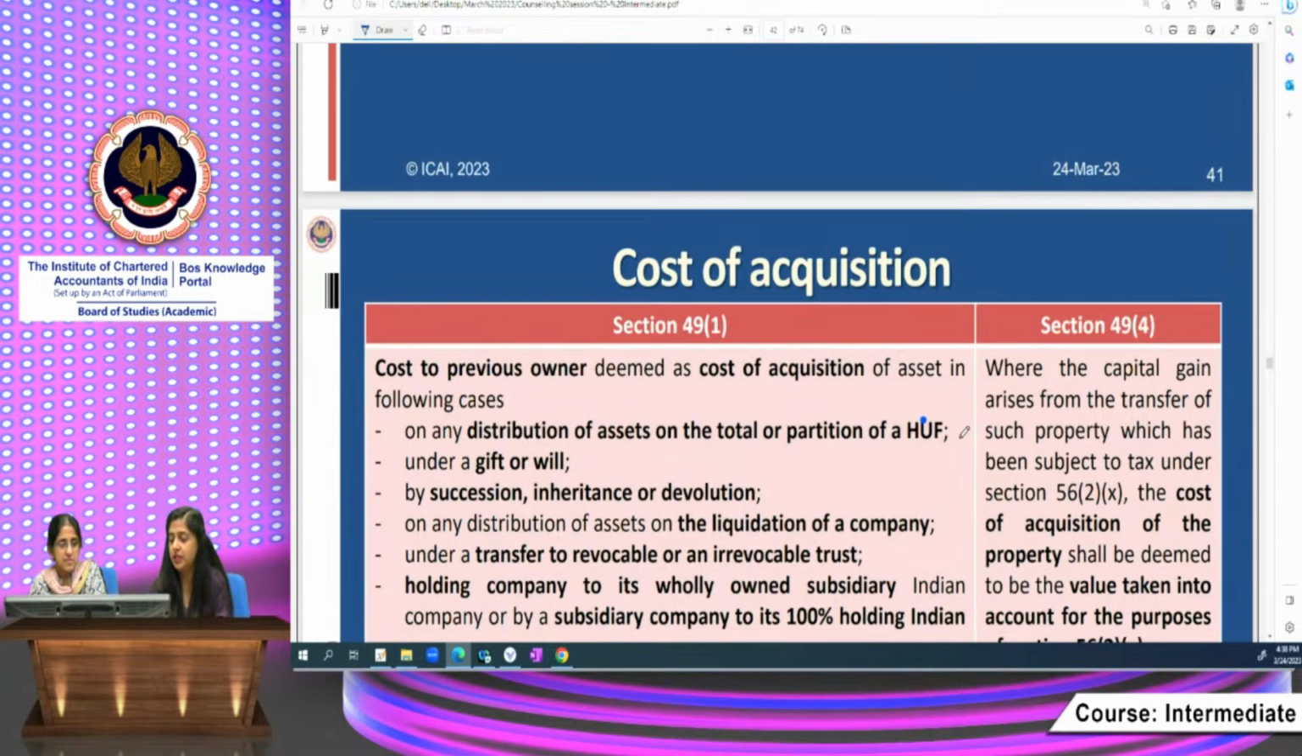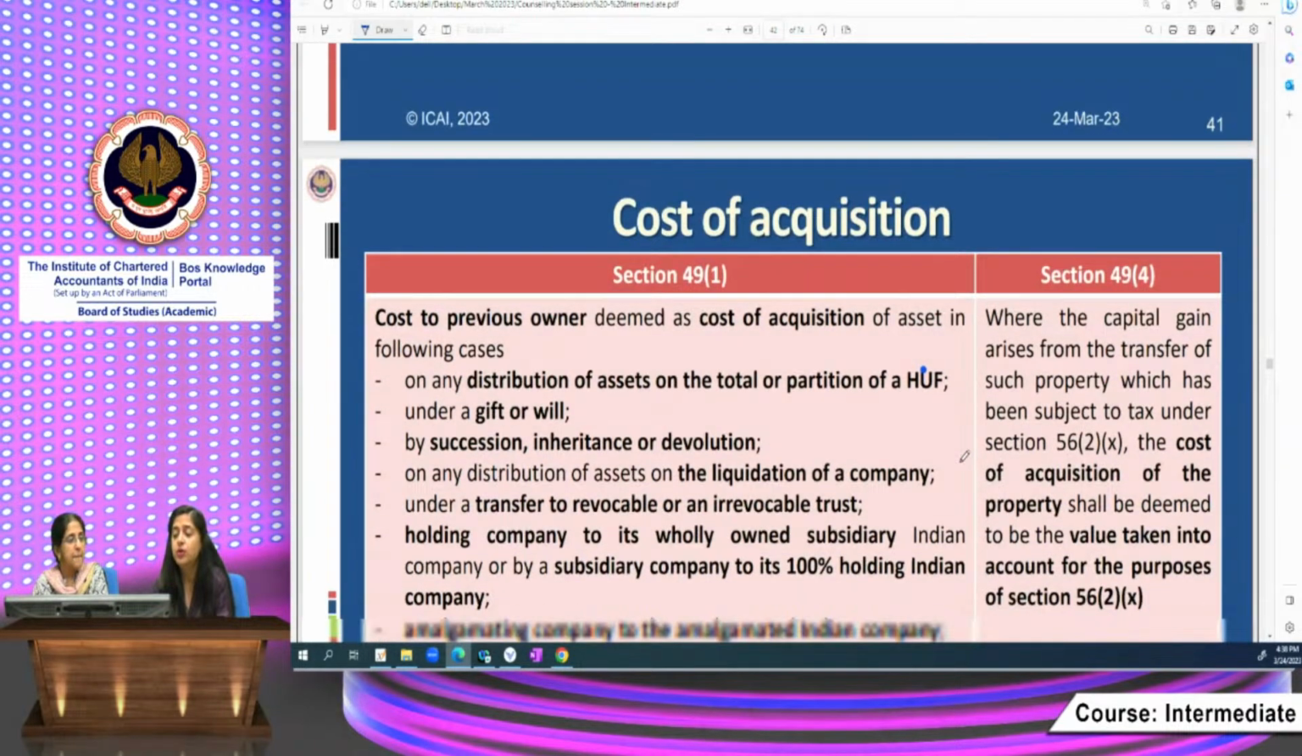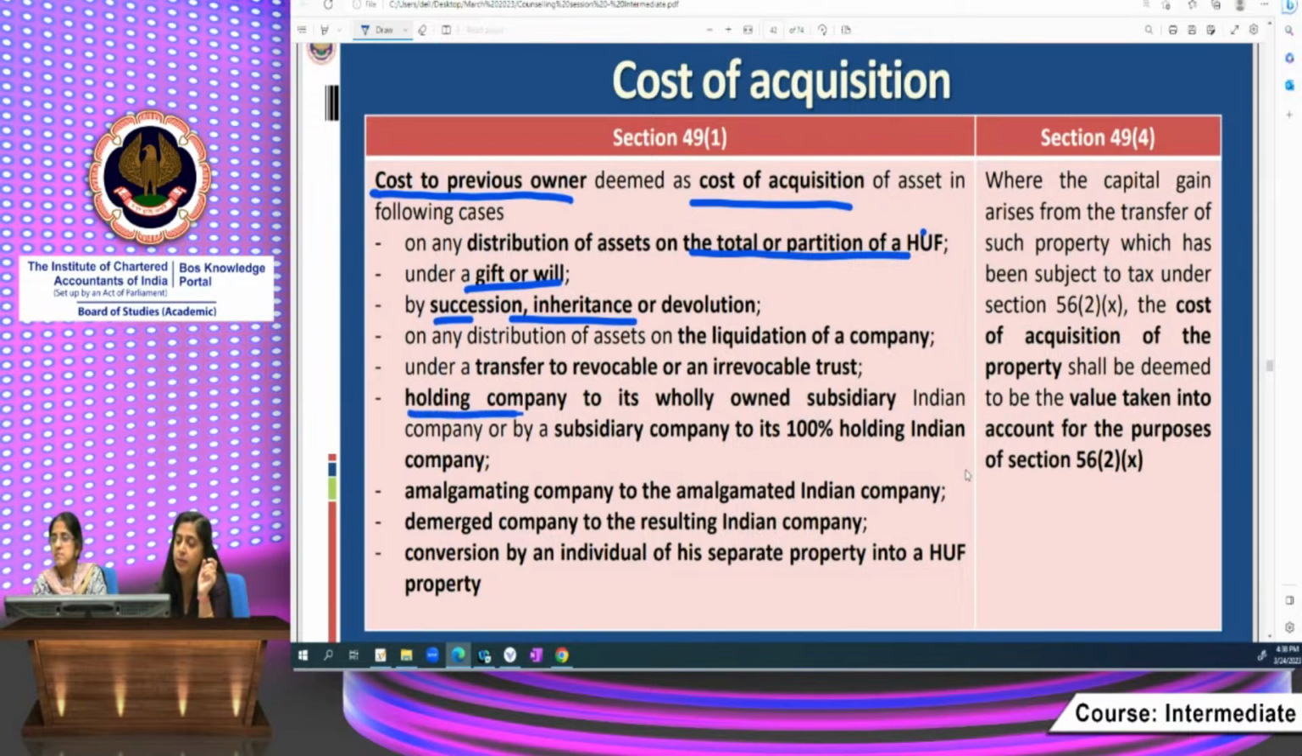Like I have discussed, in section 47 there are some transactions which are not regarded as transfer. So in that case, if you have gifted an asset to another person, any relative or any person, then the cost of the previous owner would be deemed as the cost of acquisition of the transferee. So in the following cases, like partition of HUF, gift, will, inheritance, succession, holding company to subsidiary, amalgamation, in everything, whatever the cost of the previous owner will be the cost of acquisition of the transferee.